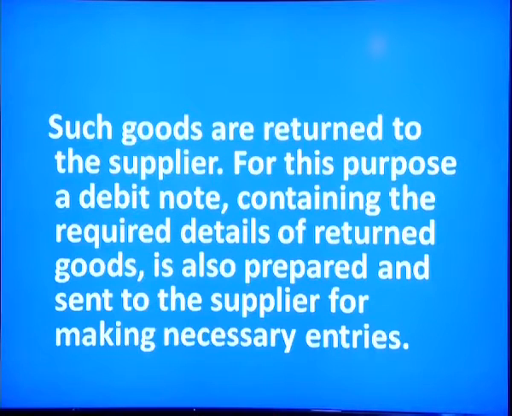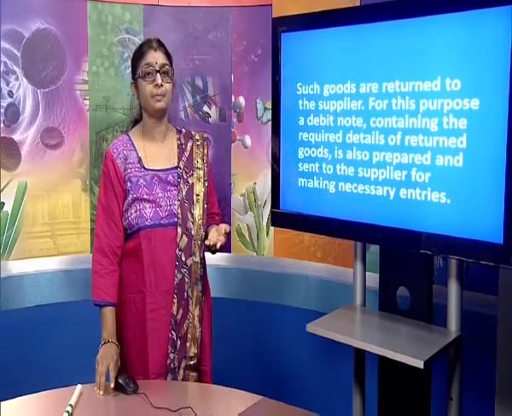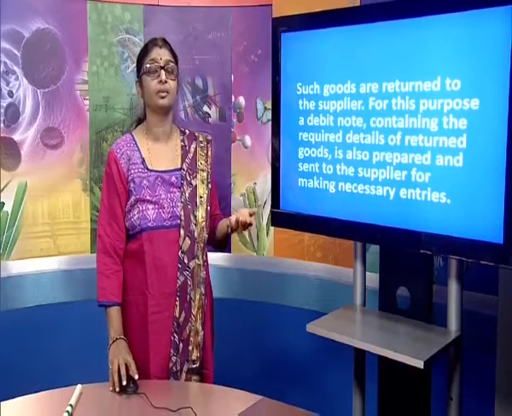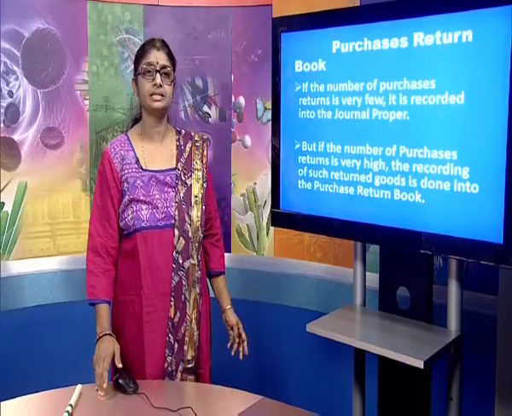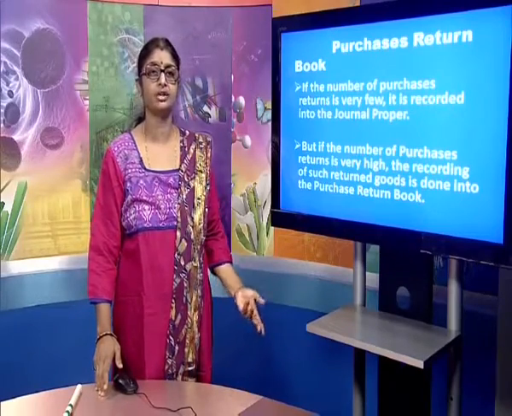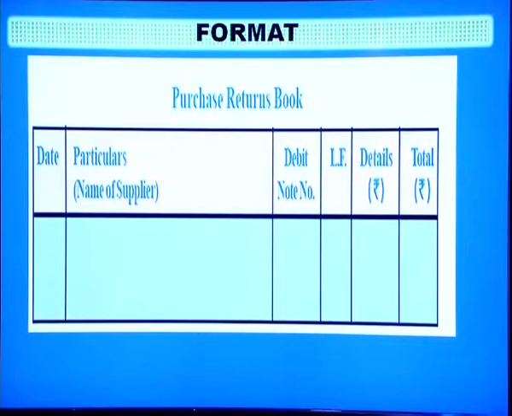Such returned goods are returned to the supplier, and for this purpose a debit note is prepared. It contains the details of the returned goods, and it is prepared and sent to the supplier for making the necessary entries. If the number of purchase returns is very few, it is recorded in the journal proper. But if the number of purchase returns is high, then it should be recorded in the purchases return book. Here we have the format of the purchases return book.